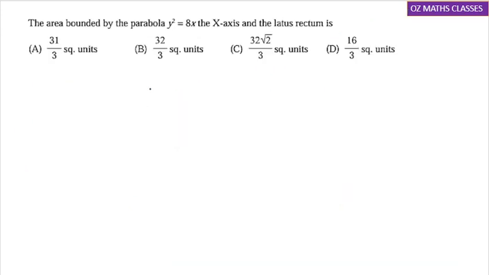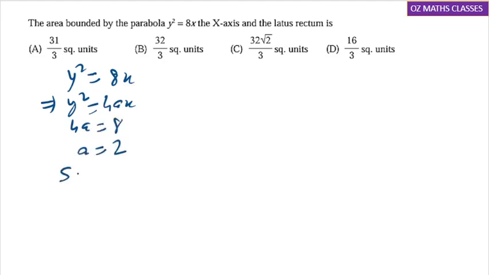Let us see the next problem. Question number 8. The area bounded by the parabola y square equal to 8x, x-axis and latus rectum. What is a latus rectum? The latus rectum is a line perpendicular to the axis through the focus. So first let us find the focus. y square equal to 8x. Compare with the standard form y square equal to 4ax. So 4a equal to 8, a will be 2. What is the coordinate of focus? a comma 0, so 2 comma 0.